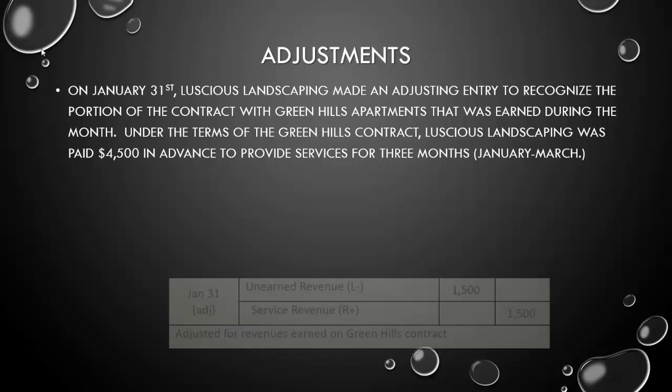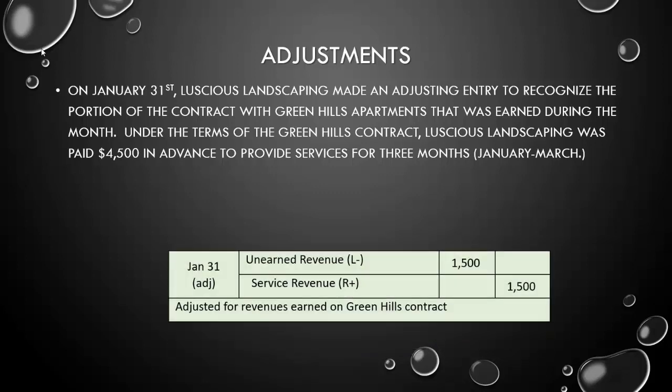So the entry for that would be a debit to unearned revenue. Why is it unearned revenue and not accounts receivable? Because we got paid ahead of time, which means we owed something at the time that we got paid. We owed those services. Well, we don't owe that portion of those services anymore. So we're going to debit unearned revenue for $1,500, and we are going to credit service revenue for $1,500 when we adjust for revenues earned on a Green Hills contract.